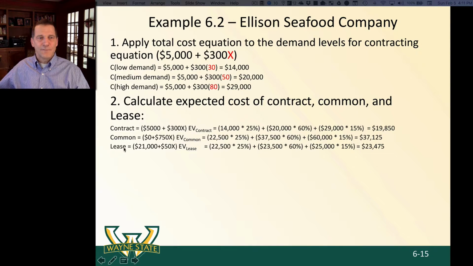Okay, moving on. For the lease, we would do the same calculations up here and extend those across those volumes, and we would find 22,000, 23,000, and 25,000 in those different wheelhouses, in those different demand levels. We would apply the probabilities to those as well, which is diluting each number down into 100% total, and we would see 23,475. What does this tell us?